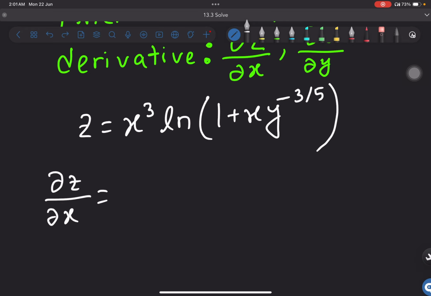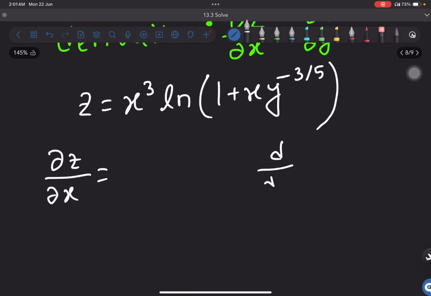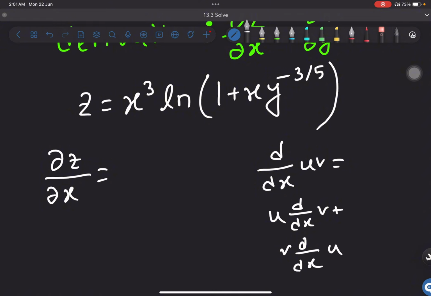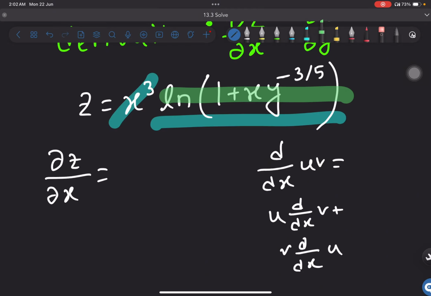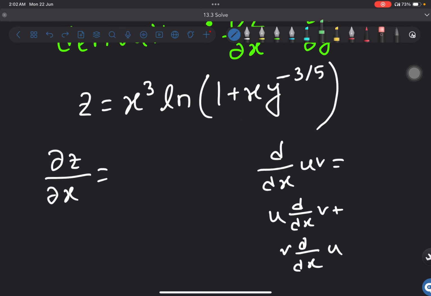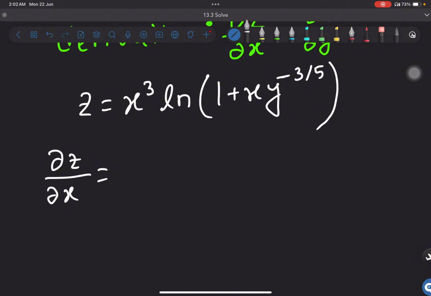So over here, we need to do d dx of uv, which equals u d dx of v plus v d dx of u, which simply means at first we have to consider the x cube as a constant and differentiate the ln, and then for the second part we have to consider the ln as the constant and differentiate x cube. So let's just do that. Let's get started so I don't bore you with more theory.